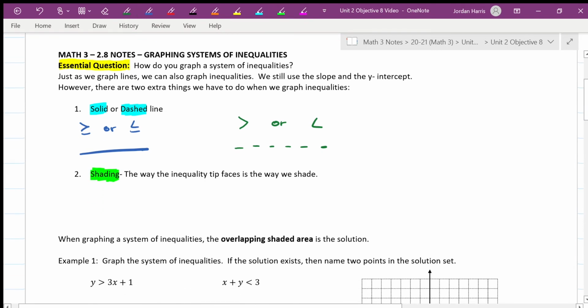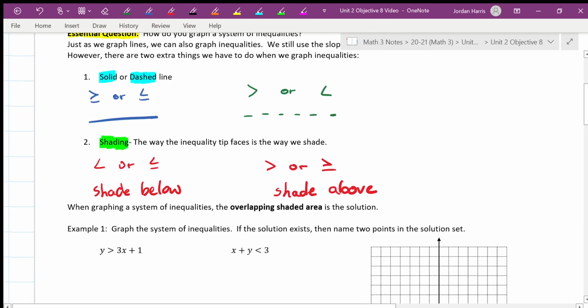So we have to worry about graphing the function. We have to worry about the type of line we use for the function. And then we have to shade. So if you have less than or less than or equal to, that's where we shade below. If we have greater than or greater than or equal to, that's where we shade above.